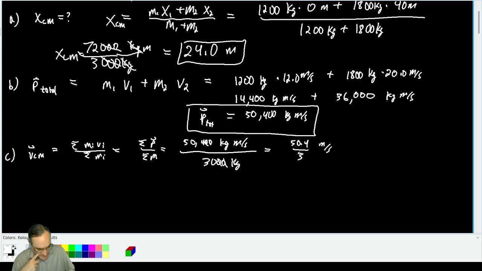All right, so 3 times 16 is 48, which is a remainder of 2.4, and that goes in 0.8 times. So 16.8 meters per second. Let me explain a little bit. 2.4. Well, if it was 24, 8 times 3 is 24, so it's going to be 1/10 of 8, which is how I got the 0.8.